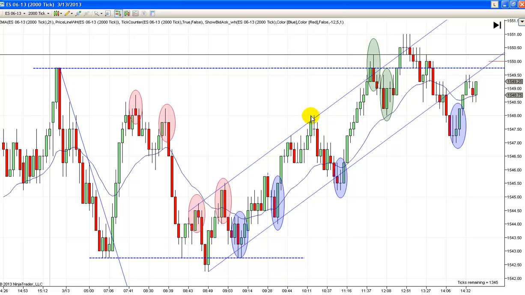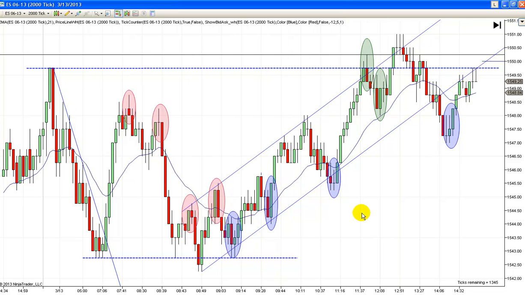Quick scalp. I got a couple of extra points on the runner, maybe an extra point or so on the runner, and then guess what? It comes back and gets the stops. But then you got another two-legged correction, a chance to get long. Again, I tried to get long on a limit order here, but couldn't get it filled.